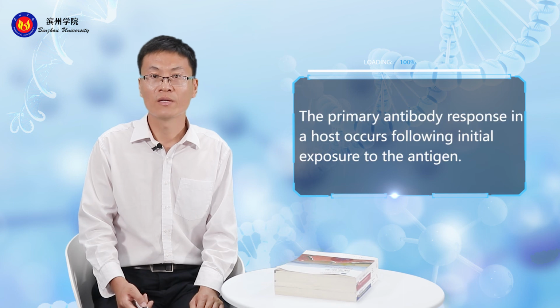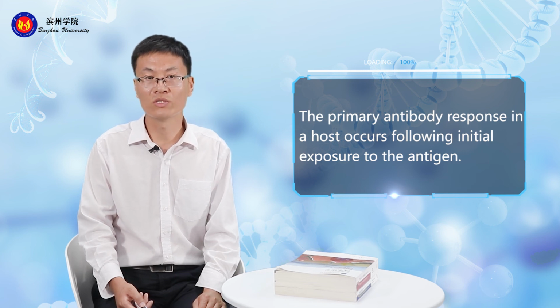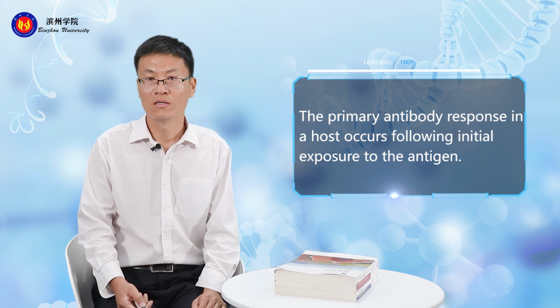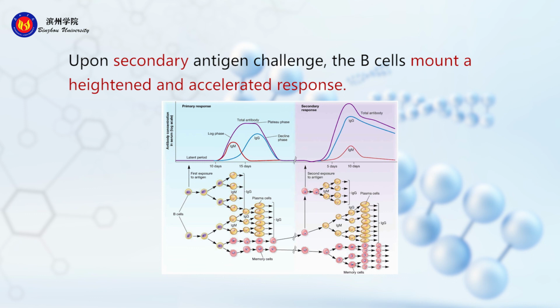The primary antibody response in a host occurs following initial exposure to the antigen. This response has lag, log, plateau, and decline phases. Upon secondary antigen challenge, the B cells mount a heightened and accelerated response.